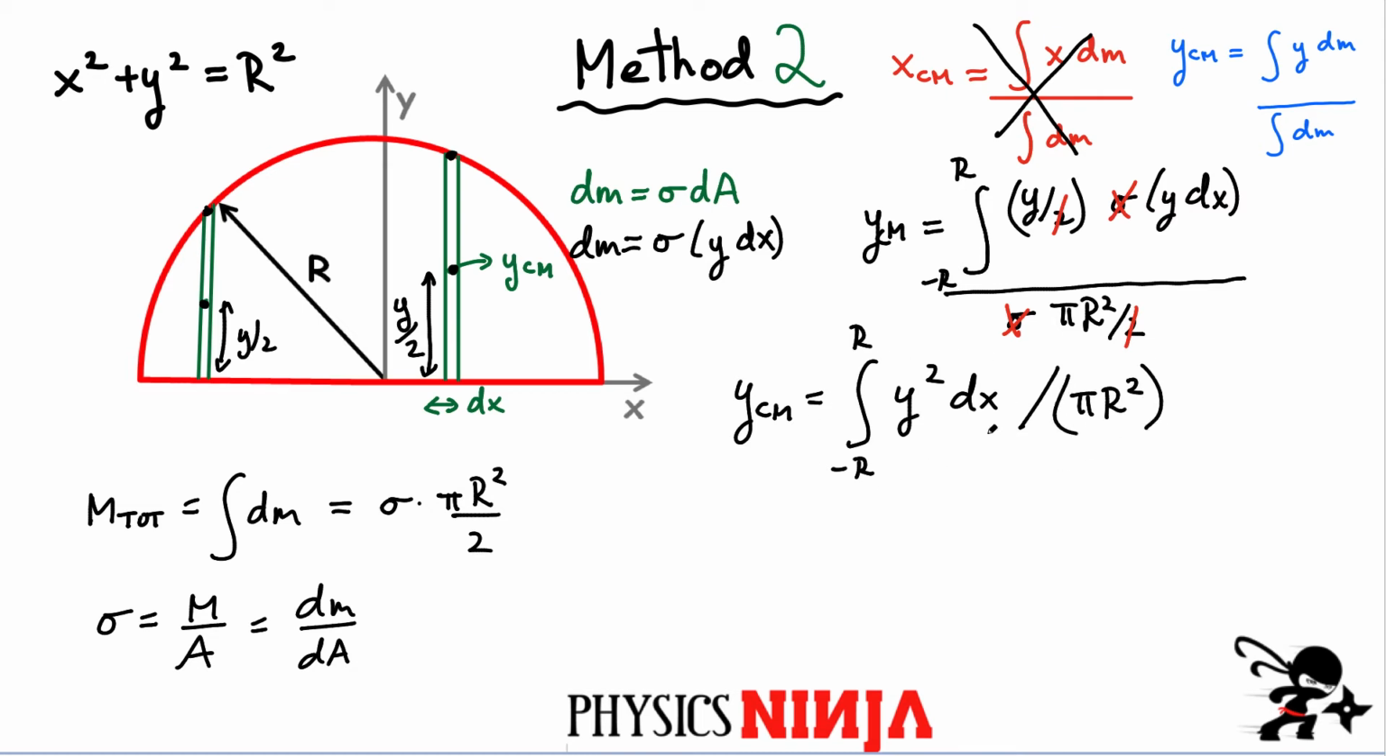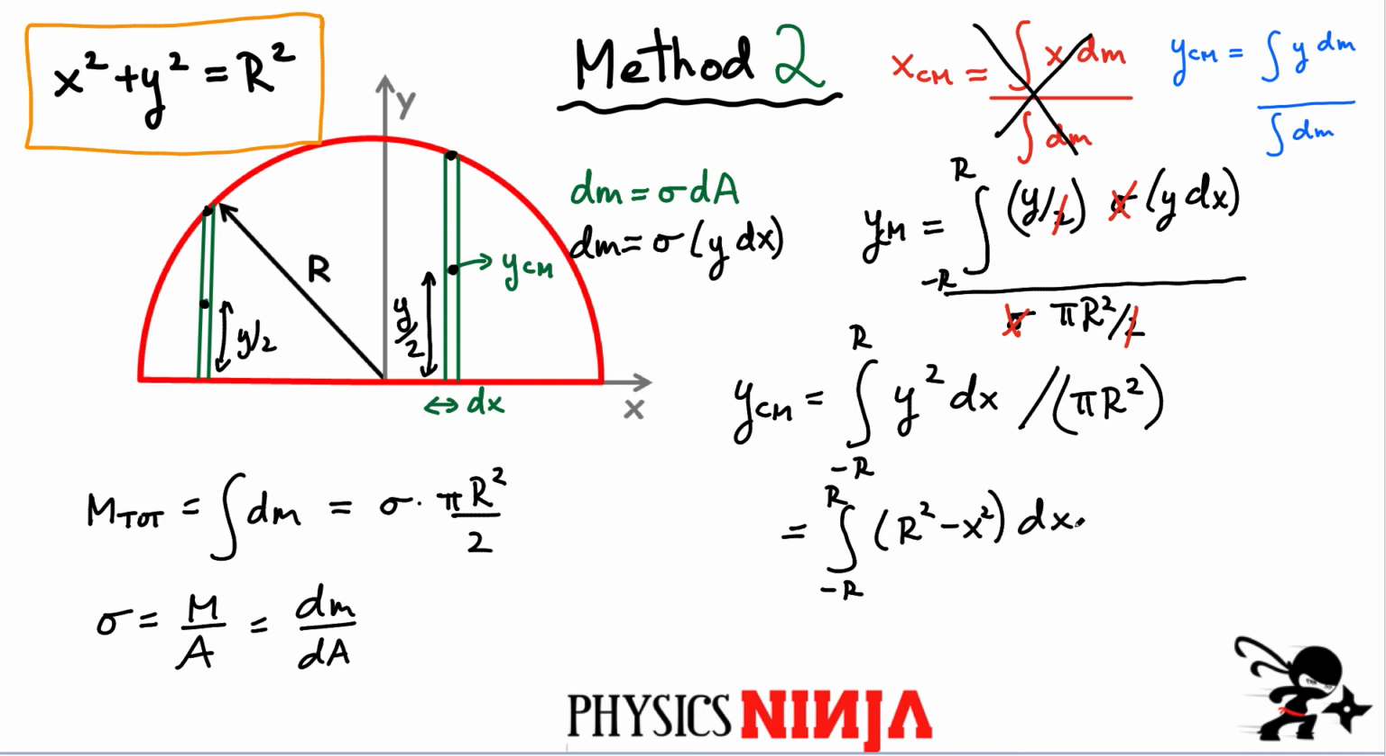Okay, so let's think about this top part over here. Again, y values, now what I can do is use my equation for my circle. y squared simply equals r squared minus x squared. All right, so I have to make this change of variable here because y depends on x. So let's go ahead and substitute that in there. And y squared I can write as r squared minus x squared, integrated over dx.